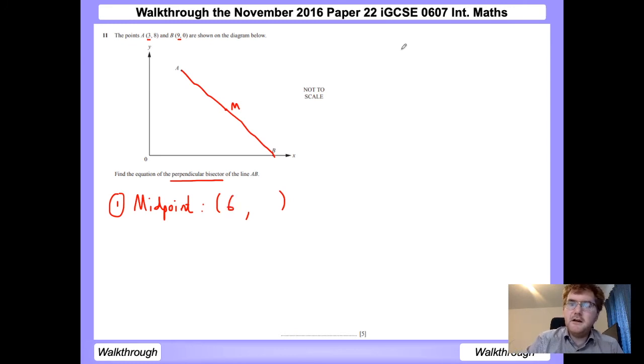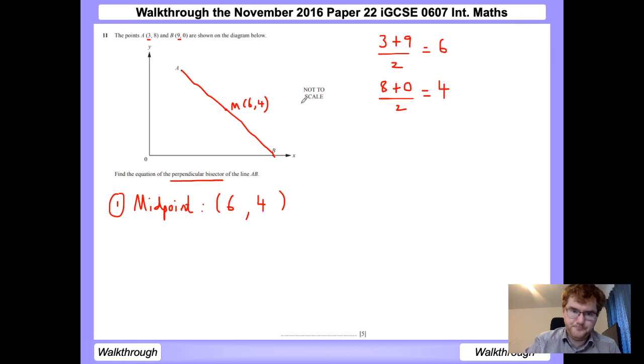Okay, you can use a number line, or if you like a formula here, the formula is to add them together and divide by 2. That will give you 6. And likewise, what's halfway between 8 and 0? That's going to be 4. And if we look at our diagram, it looks like 6, 4 as well. That would be a sensible answer. If you want a formula, I know people love formulas, you just do 8 plus 0 divided by 2 to give you 4. Okay, midpoint's the first thing we found.